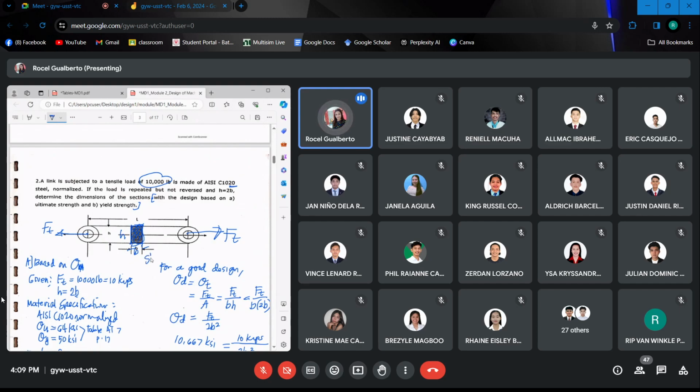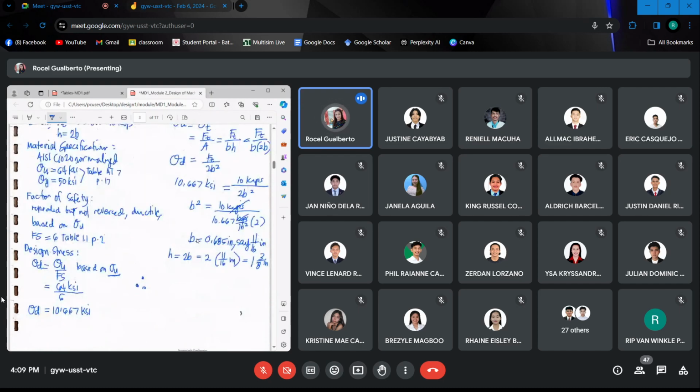So, ito pong lahat ng ito po ay galing lang sa strength failure. Okay? So, kung wala po yung deformation failure, ito lang po yung sagot natin. Okay? At kung yun lang po yung sagot, then that would be our final answer already. Therefore, use B equal to 11 over 16 inch and H equal to 1 and 3/8 inches. Okay? So, ito po yung atin na final answer for letter A. Nakuha po ba? Naintindihan po ba?